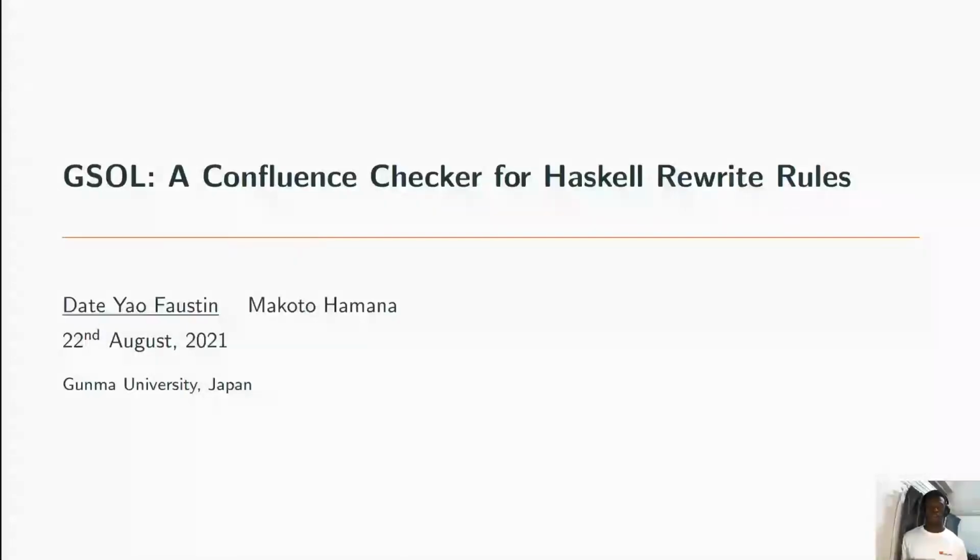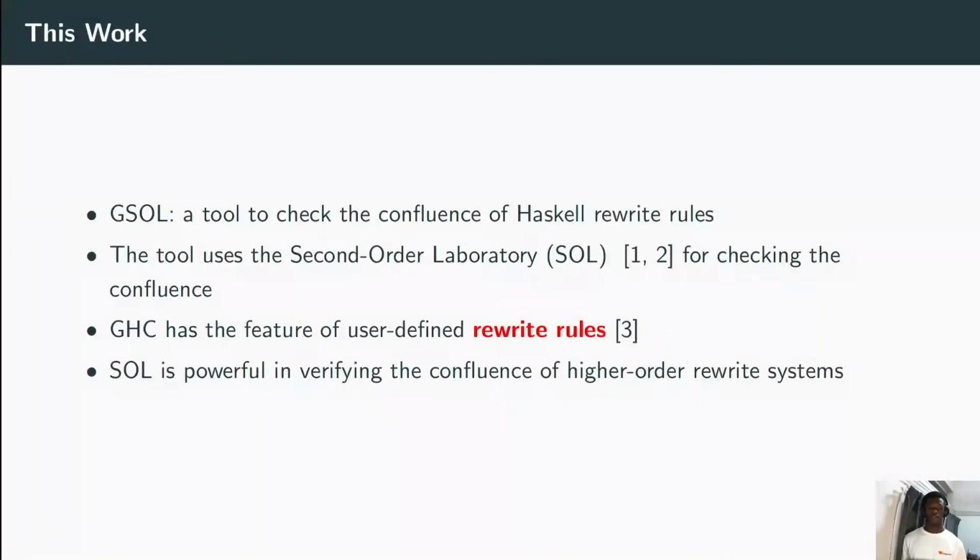My name is Faustin. I am from Hamanaz Laboratory at Gunma University, and we are working on GSOL, a tool that uses the Second Order Laboratory, SOL, to check the confluence of Haskell rewrite rules. SOL can verify the confluence of higher order rewrite systems, and GHC has the feature of user-defined rewrite rules.